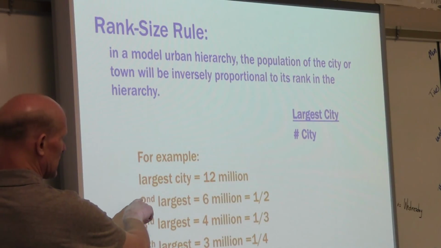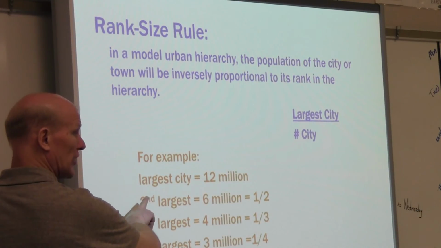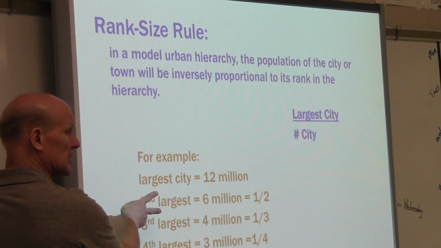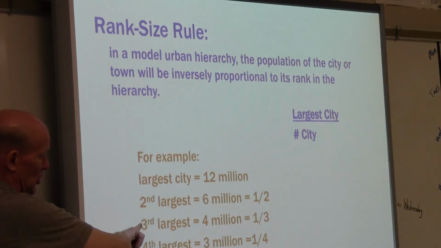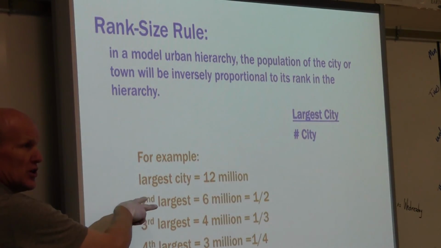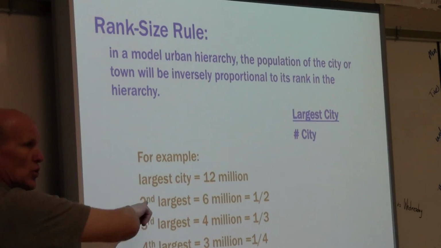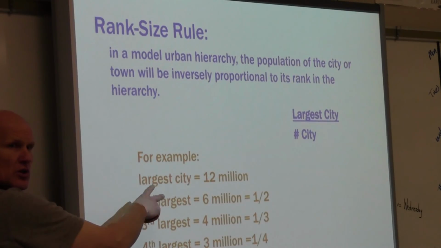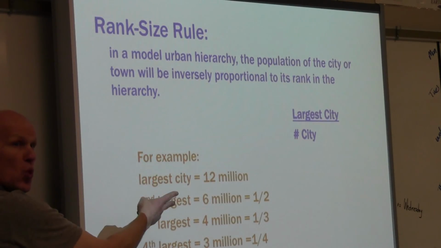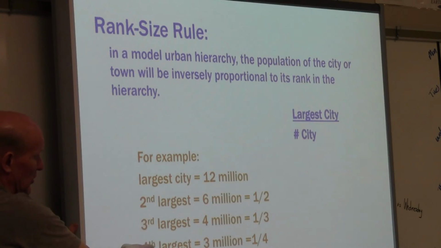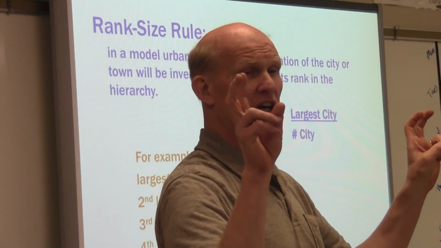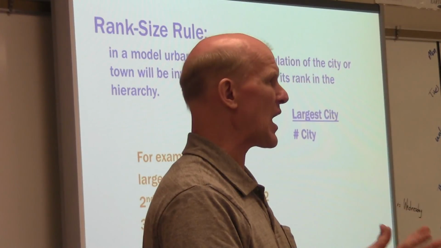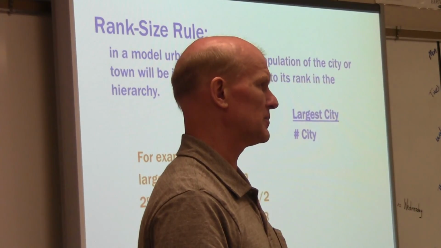Second largest is 2 over 1. We invert that, and the second largest is half the size of the largest. We invert the third, it's 1/3. Invert means to turn over. So the third largest would be 1/3 the size of the largest. The fourth largest would be 1/4 the size of the largest. That's what inversely proportional means. That word identification is how I would word the test on the AP exam.